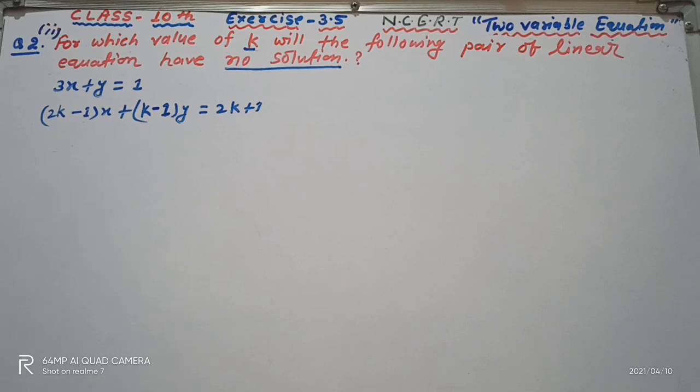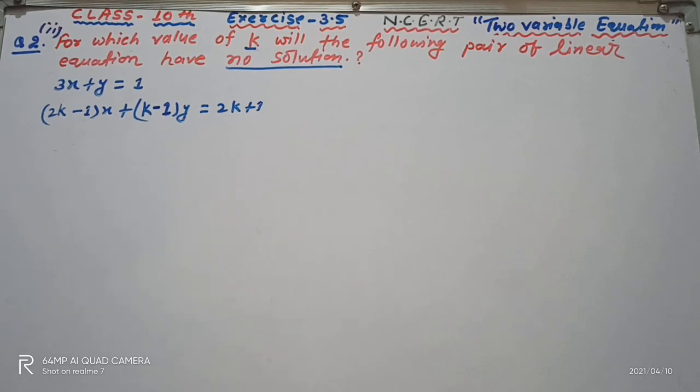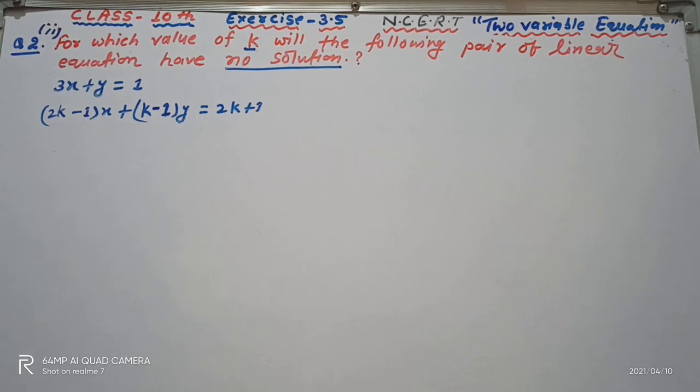In the first question of this question number 2, whose link I am going to mention in the description box, I have already explained how the equations are formed, in which case the equations will have one solution, in which case there will be no solution, and in which case there will be infinitely many solutions. I taught all those things there.